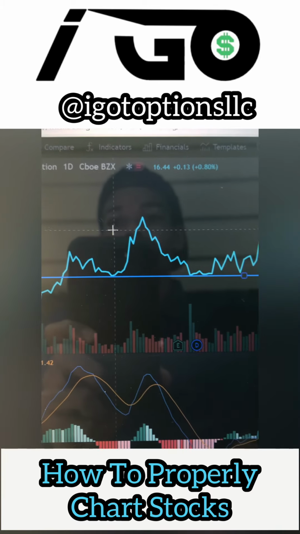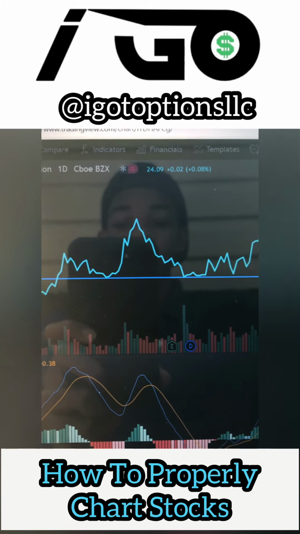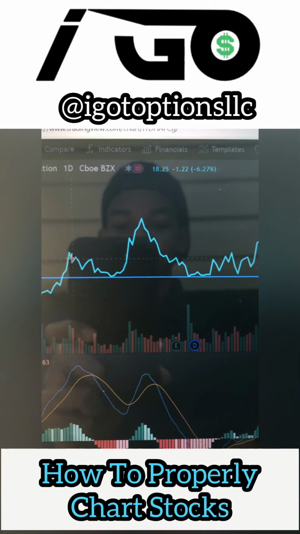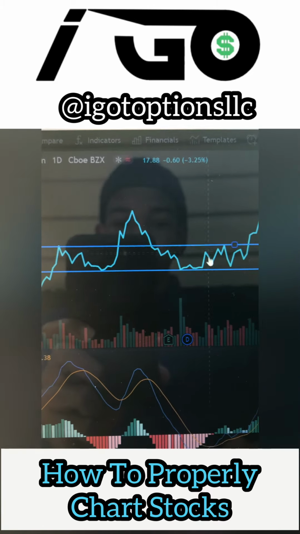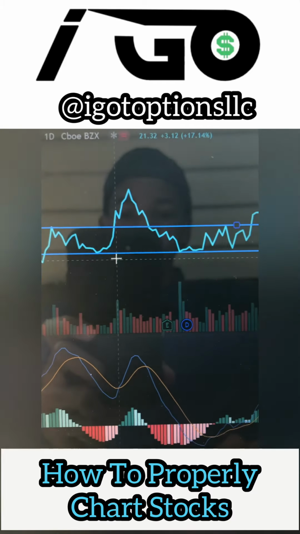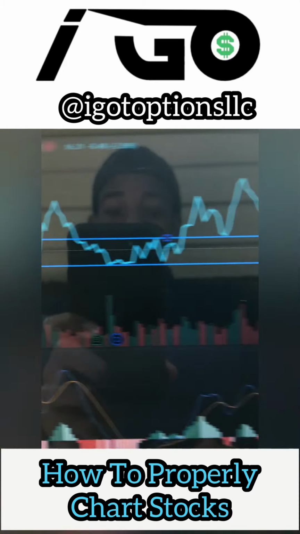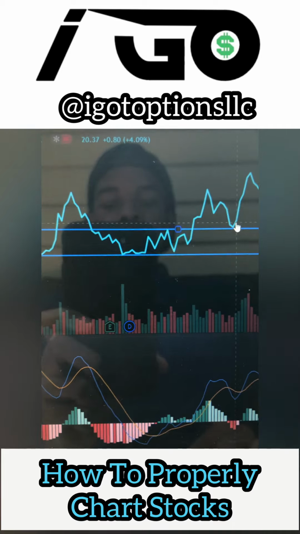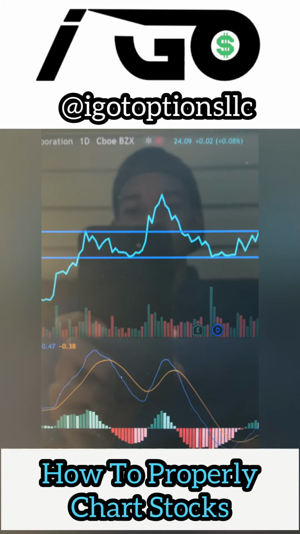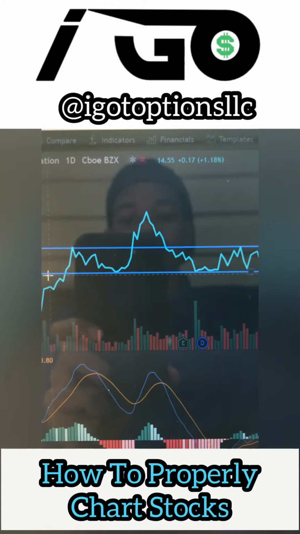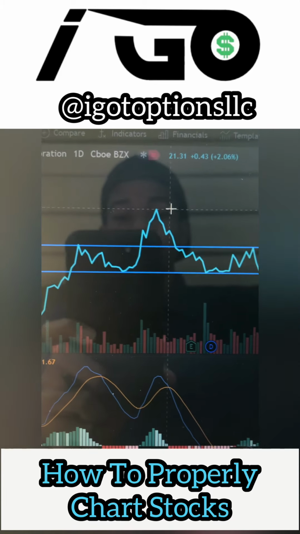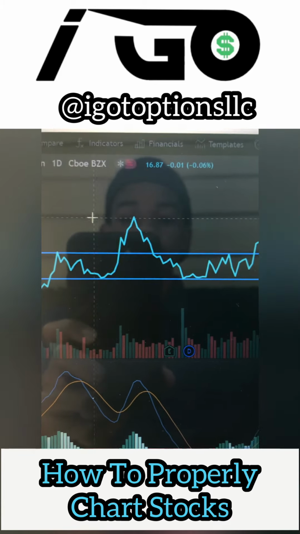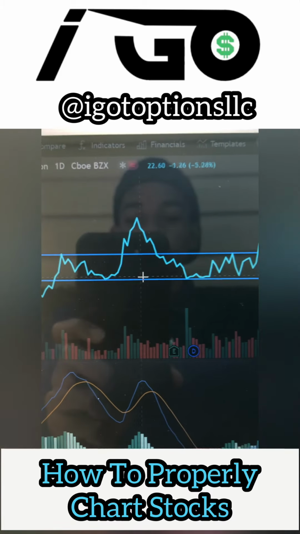And resistance is really just drawing those peaks where you see price go down. Right here, this is resistance, because we see it stay under it. Now, if we look to the right, it did end up breaking through. That's okay, because that happens. That's natural in the stock market. Levels are meant to be broken. But for the most part, that's how I would go about charting.